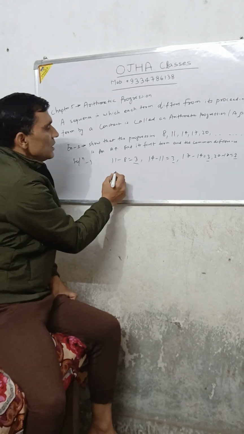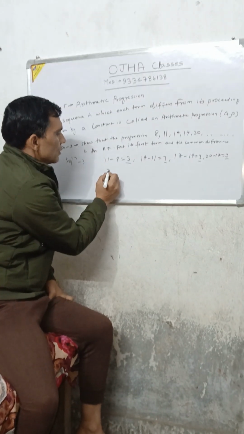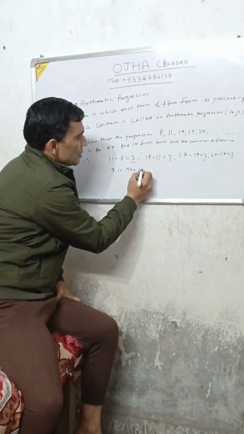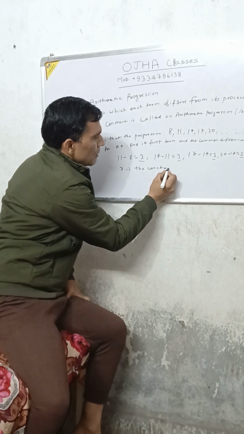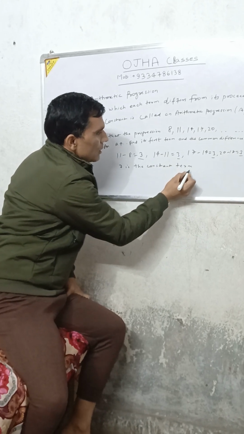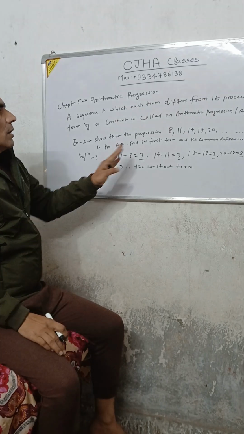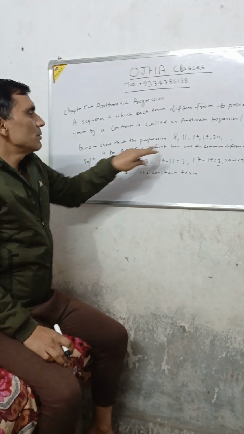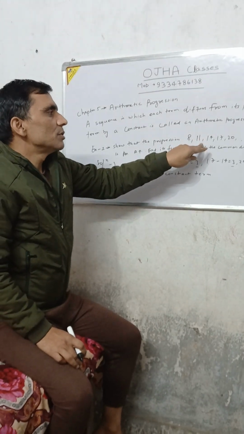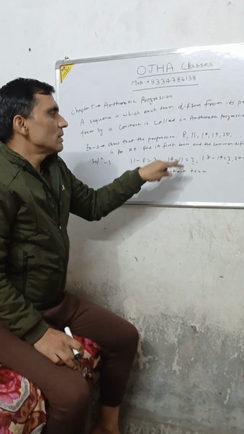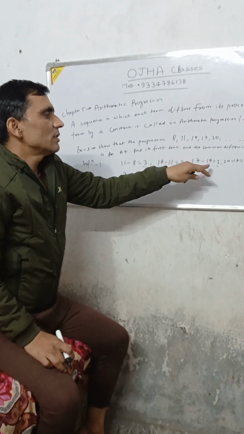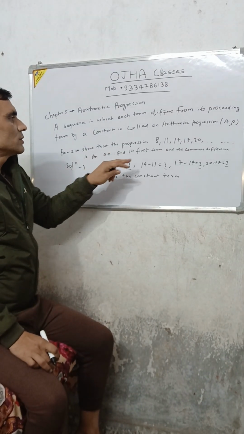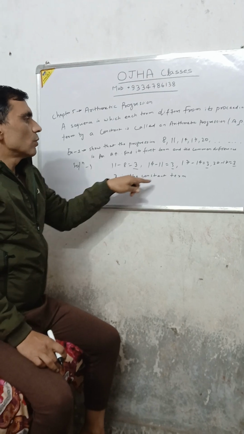Now the constant term is 3. It means the difference between two terms, that is here 8 and 11, 11 minus 8 is equal to 3, and the difference between 11 and 14, 14 minus 11 is equal to 3, also 17 minus 14 is equal to 3, 20 minus 17 is equal to 3. It means the difference of two terms is 3. 3 is the constant term.